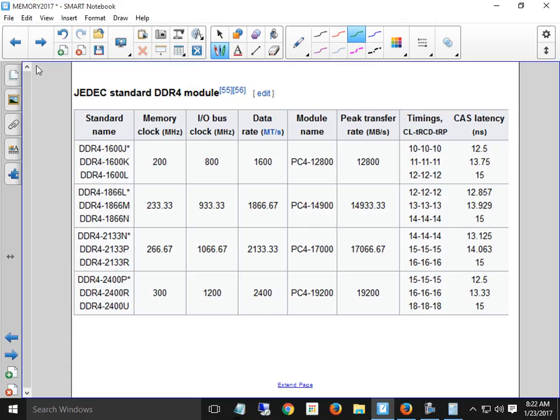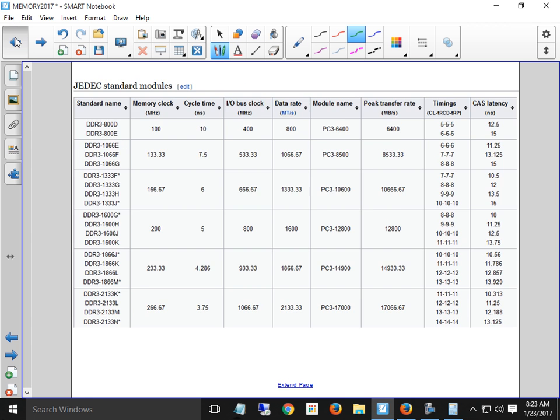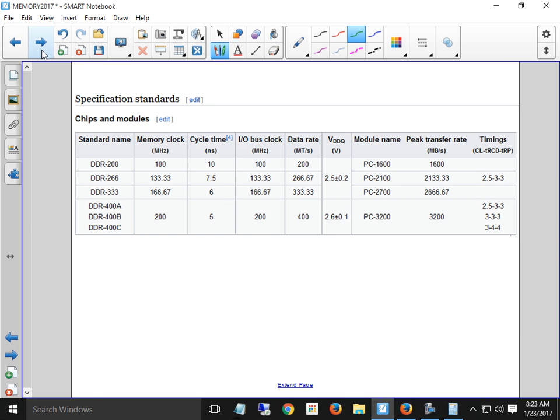But anyway, you can see here's the timings over here for the CLs. They go on DDR4 from 12.5 to 15. Whereas when we were way back at the original DDR, they were back at 2s because it was slower. It could write in fewer cycles.